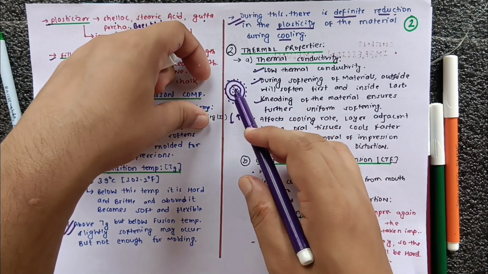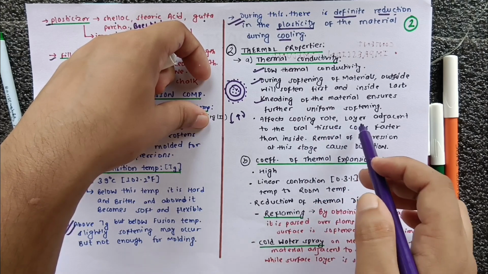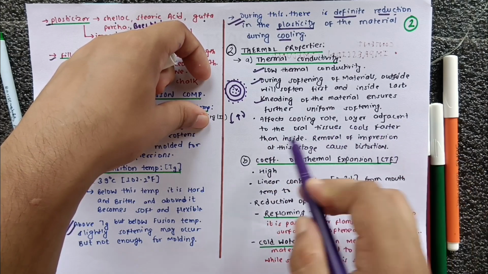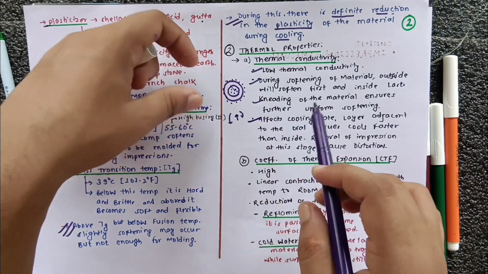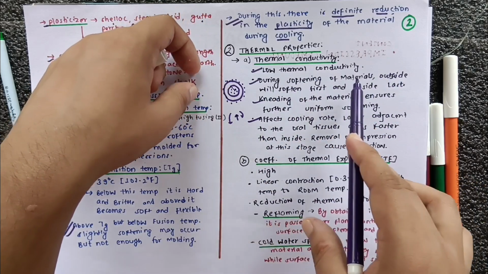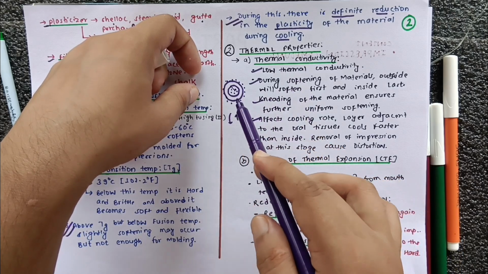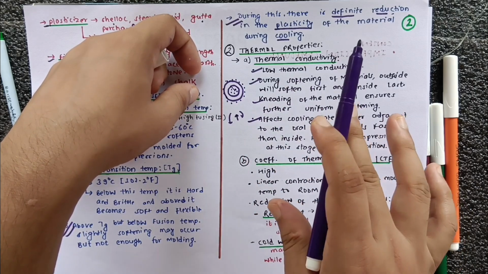That causes the mixing of the inner substance and outer substance, and after that, affecting the cooling rate: the layer adjacent to the oral tissue cools faster than the inside. So this is also important. We have low thermal conductivity, and during softening of the material, the outside material remains soft but the inside is hard, so we should do proper kneading.